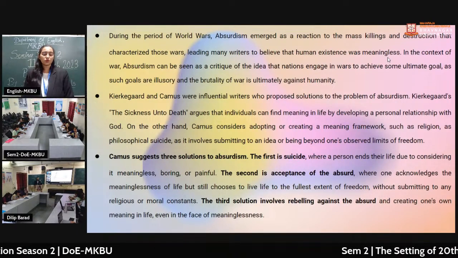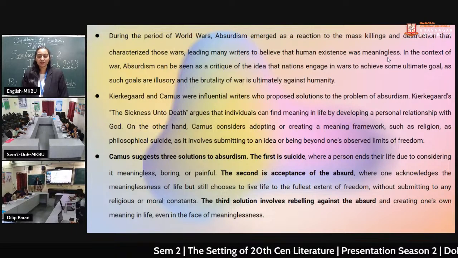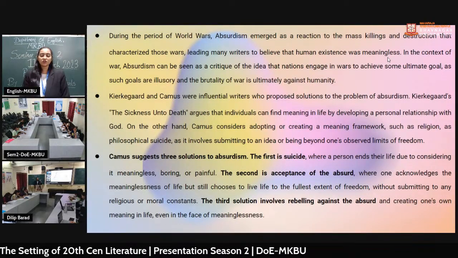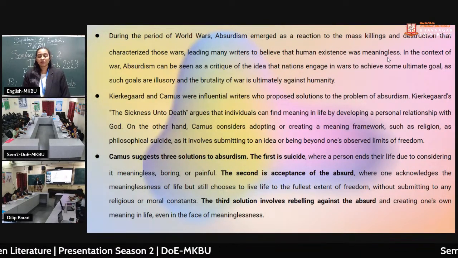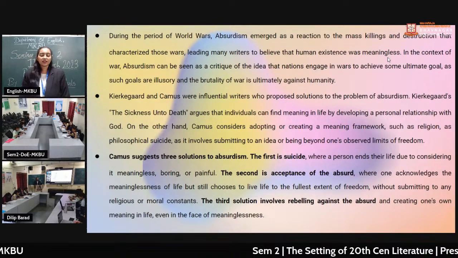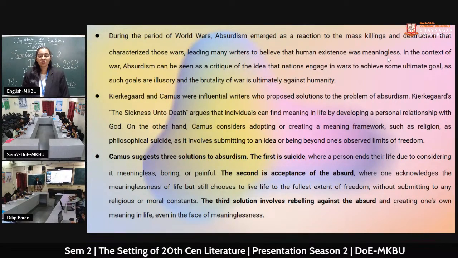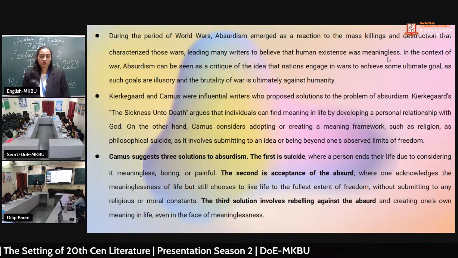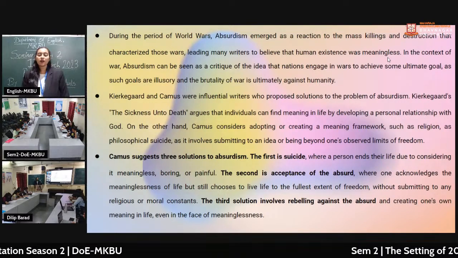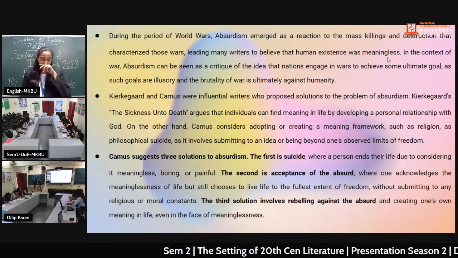Kierkegaard and Camus were influential writers who proposed a solution to the problem of absurdism. Kierkegaard's The Sickness Unto Death argues that an individual can find meaning in life by developing a personal relationship with God. On the other hand, Camus considers adopting or creating meaning frameworks such as religion as philosophical suicide, as it involves submitting to an idea of a being beyond one's observed limitations of freedom.